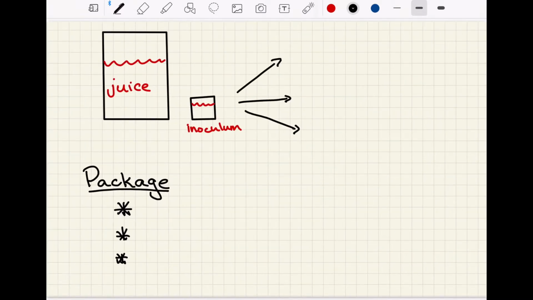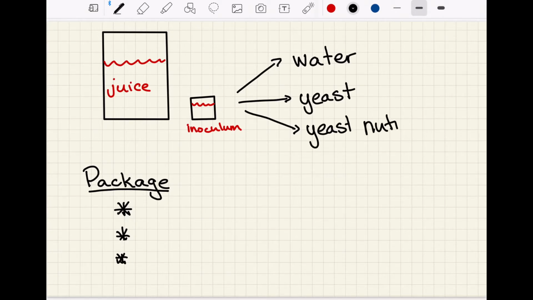So what we'd like to do when we're making wine is take our juice and turn it into wine. In order to do that, we typically need to add several things to get that process started. So we're going to make an inoculum. Into that inoculum, we are going to have some water, and we are going to need to put some yeast. And typically we will also use some yeast nutrient to keep the yeast nice and happy. Those are the three things that make up our inoculum.